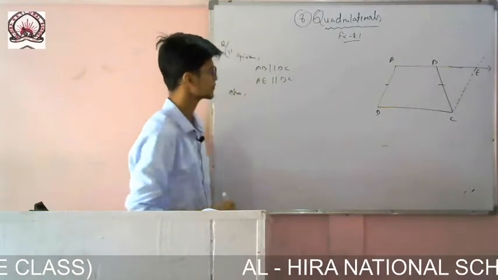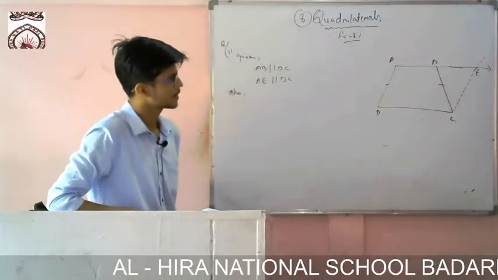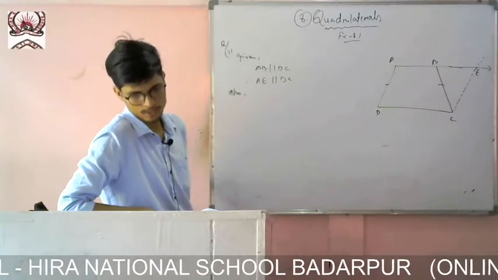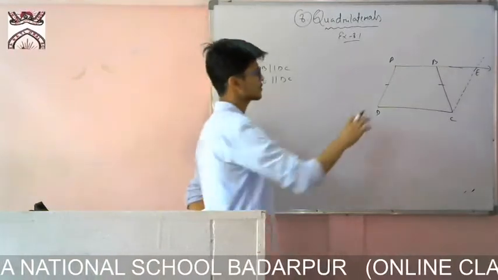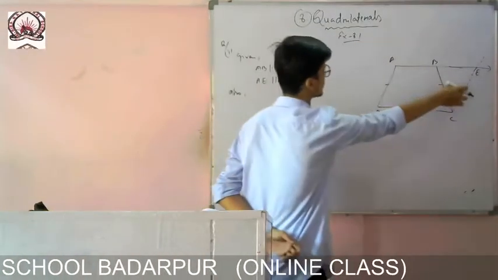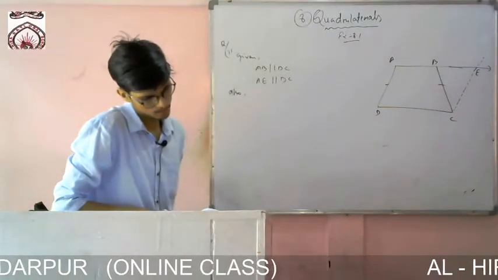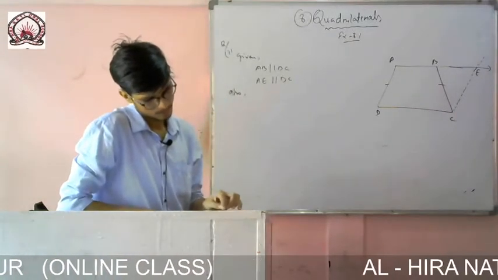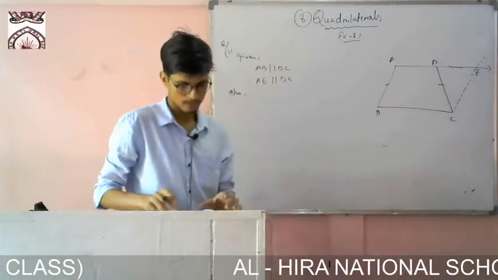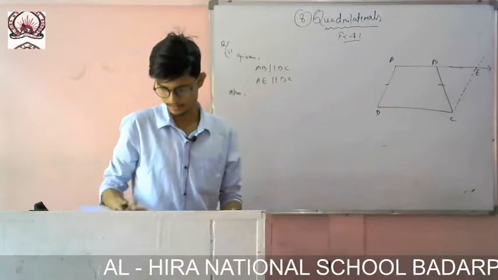Also, I can write that AD is parallel to CE. This is also given in the question. This line is drawn in such a way that this one is parallel to that one. It is given here as a hint, you can see that. Let me write the hint first of all.